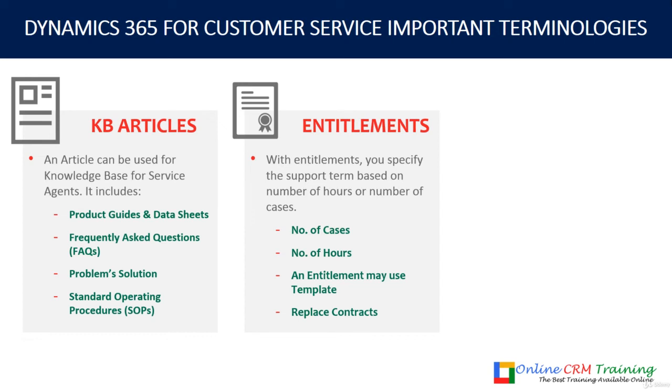So you can have an entitlement with a customer based on how many hours of support they can take from you, or how many cases they can get resolved in a month or in a year. So you can create an entitlement. Okay, so there are two types. One is number of cases, how many cases they can get resolved in a specific period, or how many hours of support they can take from your company in a specific period, right?